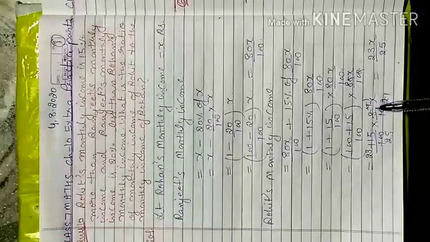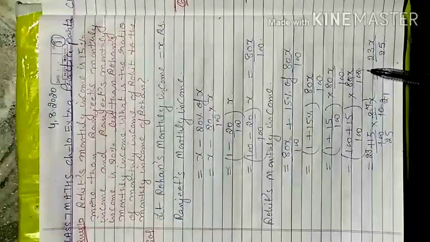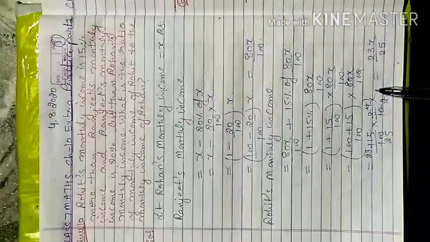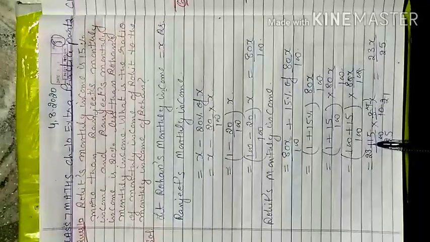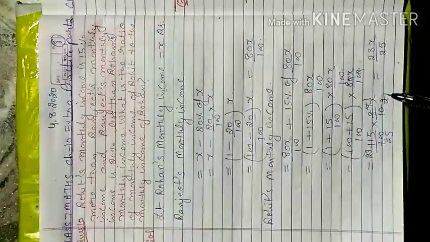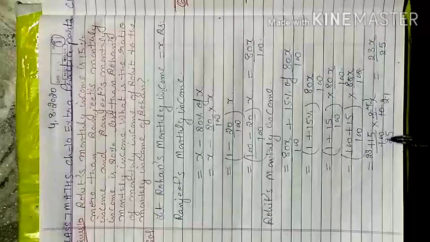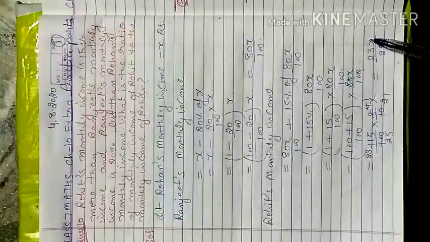115 by 100 into 80 by 100. The 0 is cancelled, only 8 by 10 is left, and X is left. Here when you divide by 5, 5 23s are 115 and 5 2s are 10. 2 4s are 8 and 4 25s are 100. So 23 by 25 into X is left.